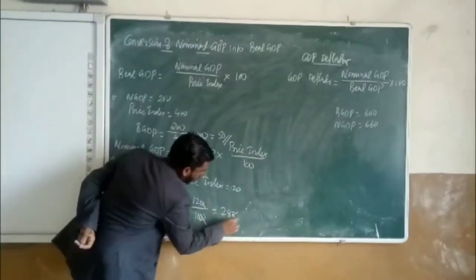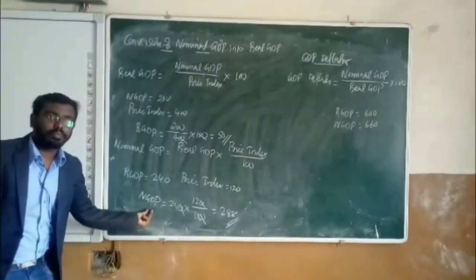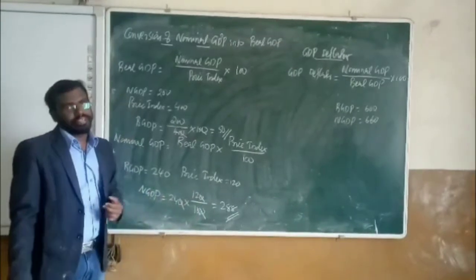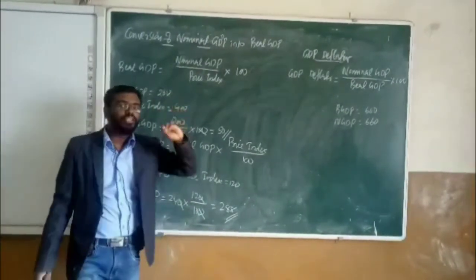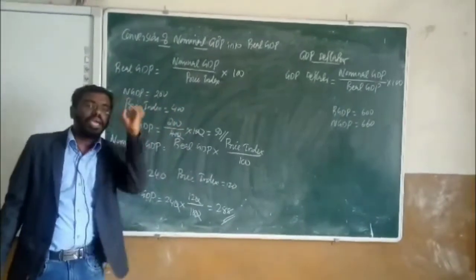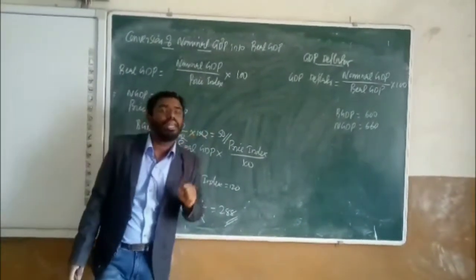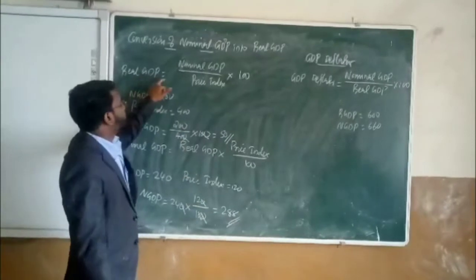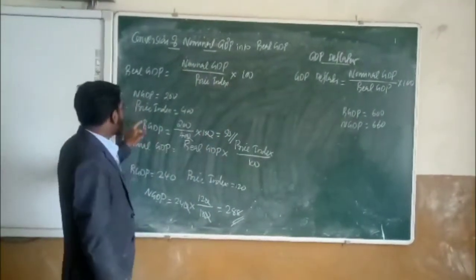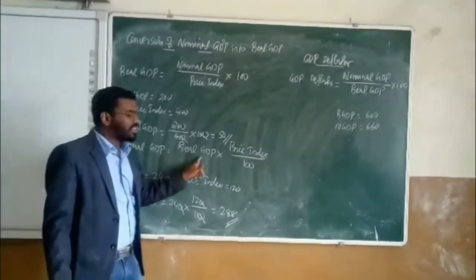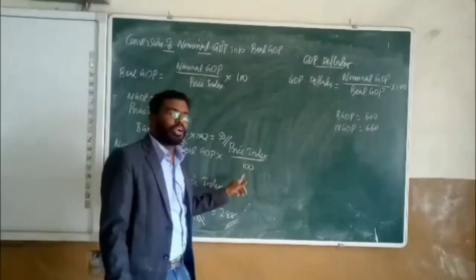So nominal GDP is equal to 288. Okay, so that is the method of converting nominal GDP into real GDP and real GDP into nominal GDP. Real GDP is equal to nominal GDP divided by price index into 100, and nominal GDP is equal to real GDP into price index divided by 100.